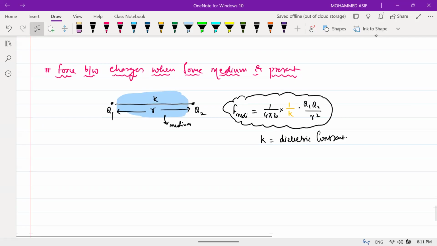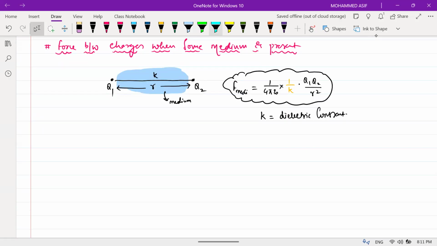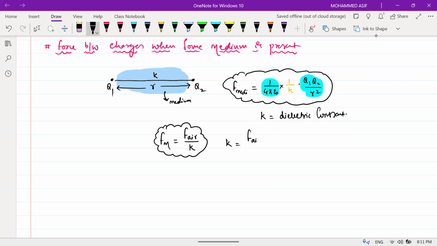So when some medium is present, force in medium will become how much, beta? Now see this one. 1 by 4 pi epsilon naught into Q1, Q2 divided by R square will be what? Force in air. So I can write here, force in medium is equal to force in air divided by K. Am I clear? So now K is known as what? Dielectric constant, that is also equal to force in air divided by force in medium. That is also called the relative permittivity of your dielectric.